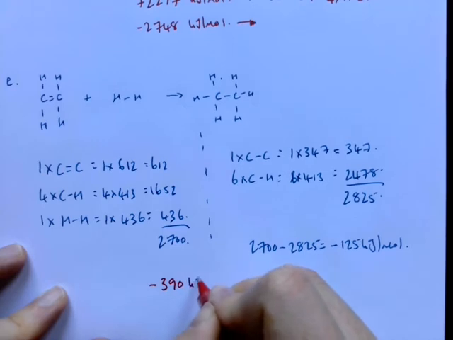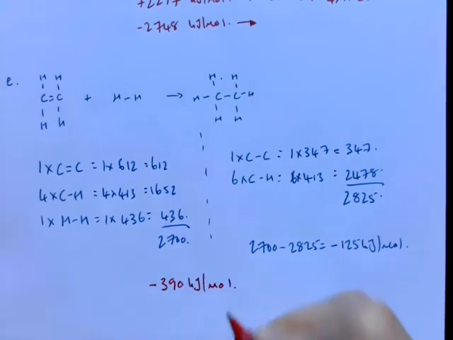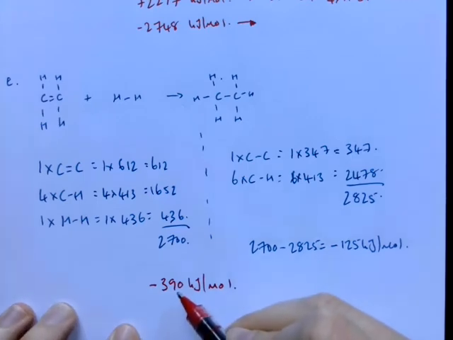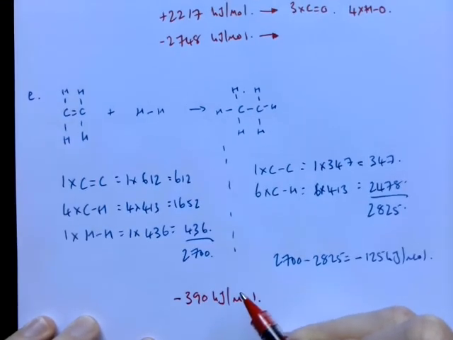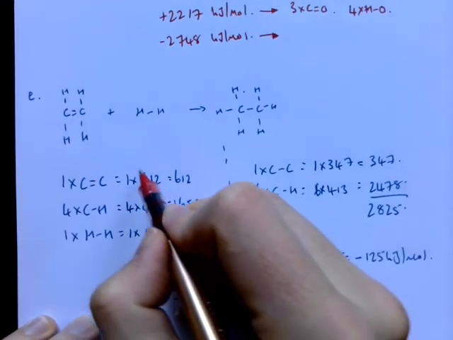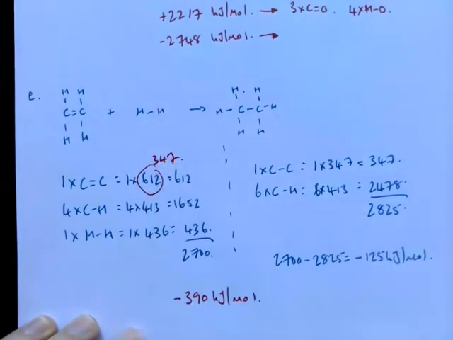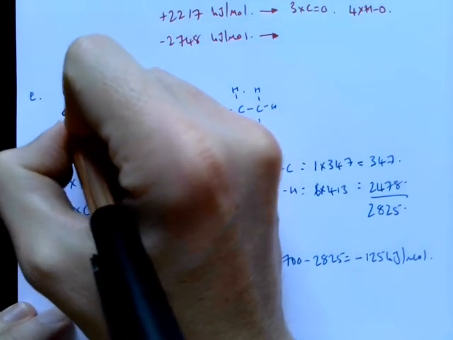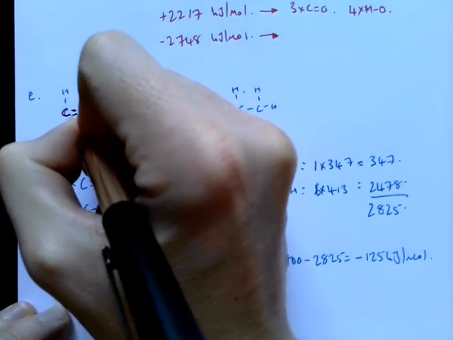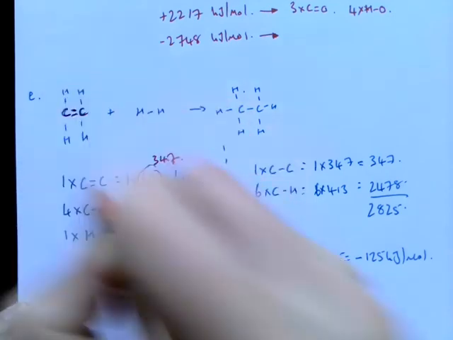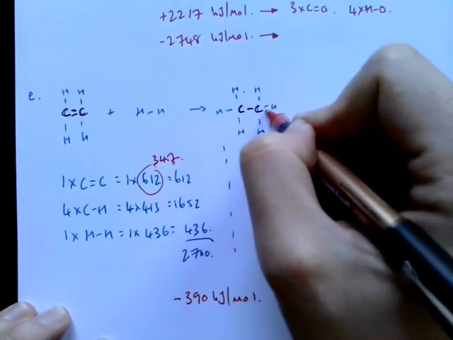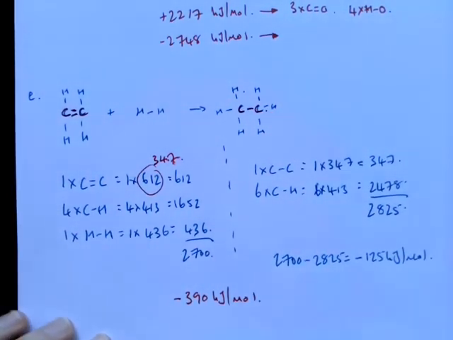And there was a common incorrect answer for this one, which was minus 390 kilojoules per mole. And if you worked it out and got this value, the mistake you made was that here you didn't use 1 times 612, you accidentally used 347, which is the single bond. So you didn't differentiate between the carbon-carbon double bond and the carbon-carbon single bond. So you need to be really careful with that. Okay, and on to the last one.